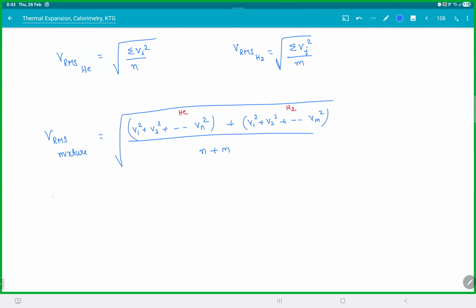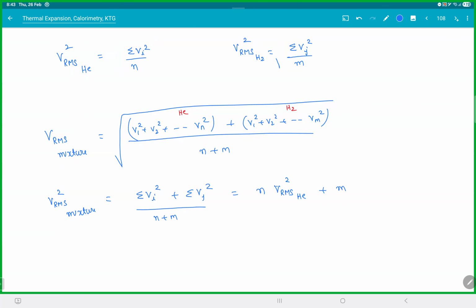Now, if I just square on both sides for convenience, VRMS square of the mixture will be sigma Vi square plus sigma Vj square by n plus m. But what is sigma Vi square? I'll square it here also on both sides and just remove the root. So sigma Vi square is nothing but n into VRMS square for the helium plus m into VRMS square of hydrogen, by n plus m.